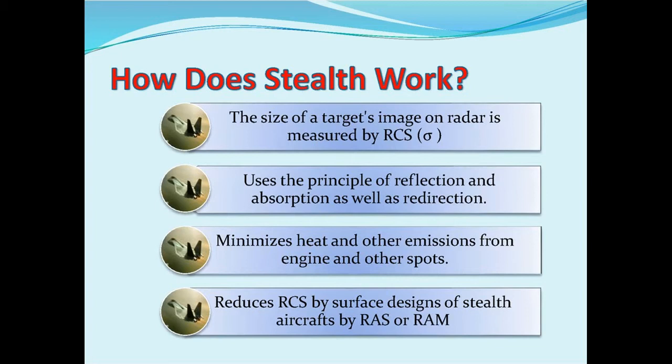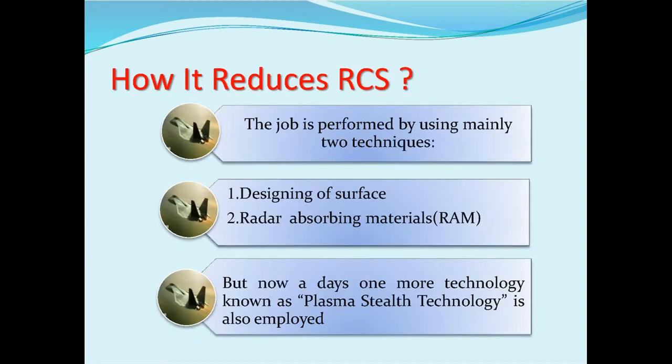It uses the principle of reflection and absorption as well as redirection. It minimizes heat and other emissions from the engine and other spots. RCS is reduced by the surface designs of stealth aircraft and by RAM. How does it reduce RCS? The job is performed mainly using two techniques: 1. Designing of the surface, and 2. Radar absorbing materials (RAM). But nowadays one more technology, known as plasma stealth technology, is also employed.